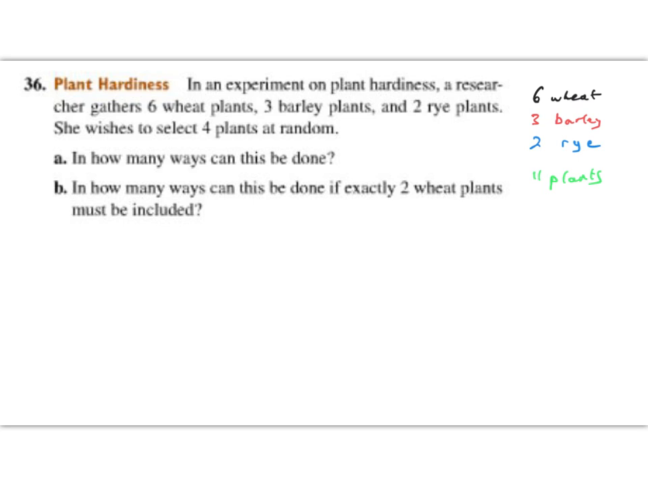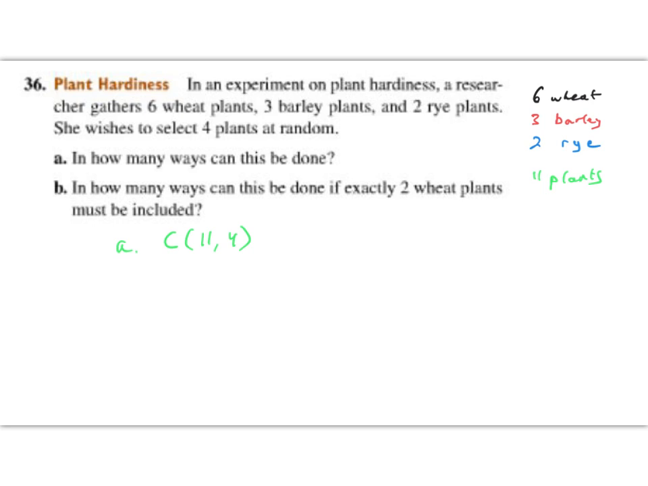Okay, now part A says, how many ways can she select 4? All right, so for part A, it's 11 choose 4. Now, why is it 11 and not breaking it down by type? Because the question never said anything about breaking it down by type. We're only focused on, hey, there's 11 total. Even though the breakdown is 6, 3, and 2, you're not really worried about that right now.